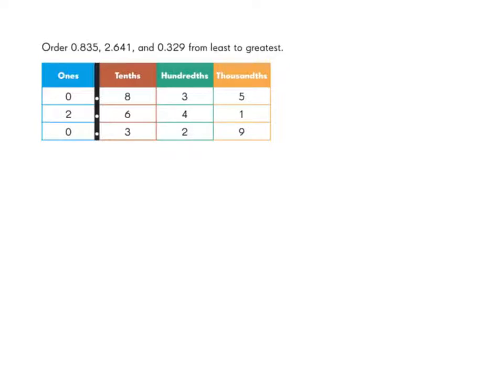So let's start with these 3 numbers: 835 thousandths, 2 and 641 thousandths, and 329 thousandths. And now let's order them from the least to the greatest. First, we're going to compare our ones columns. We have a 0, a 2, and another 0. So obviously, this number, 2 and 641 thousandths, is going to be our greatest. So let's just go ahead and put that in at our end.